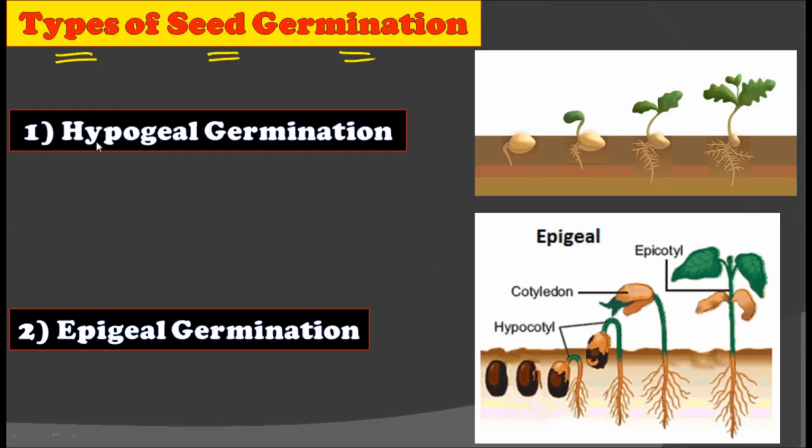Now there are two main types of seed germination, in which the seed germinates differently. The first is the hypogeal germination and the second is the epigeal germination. The main difference between the two is whether the cotyledon remains under the soil or whether the cotyledon comes out of the soil.